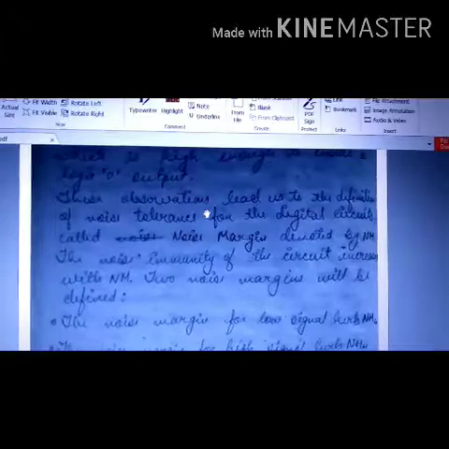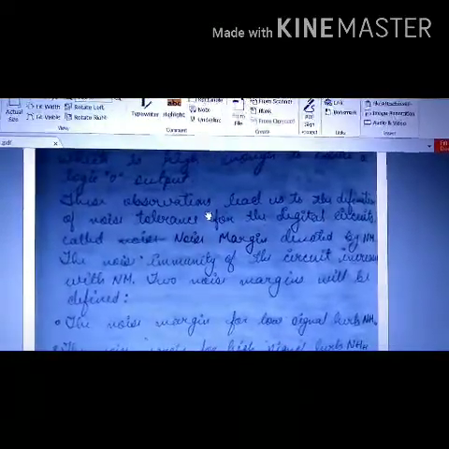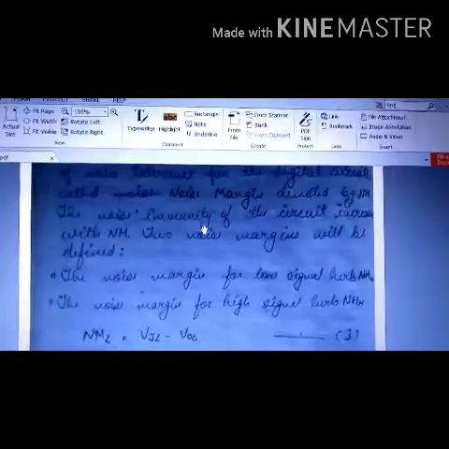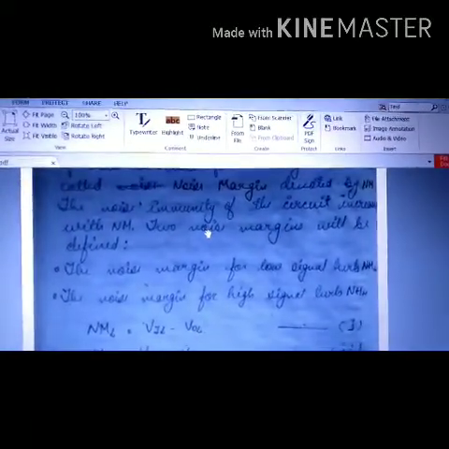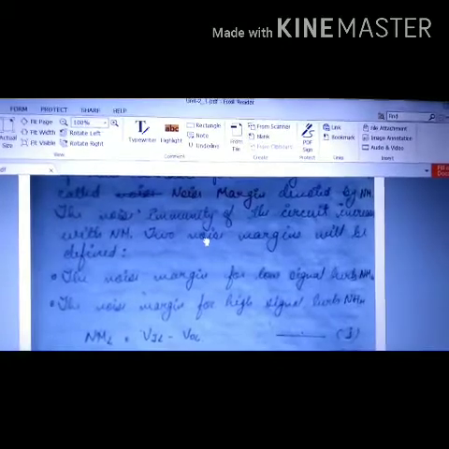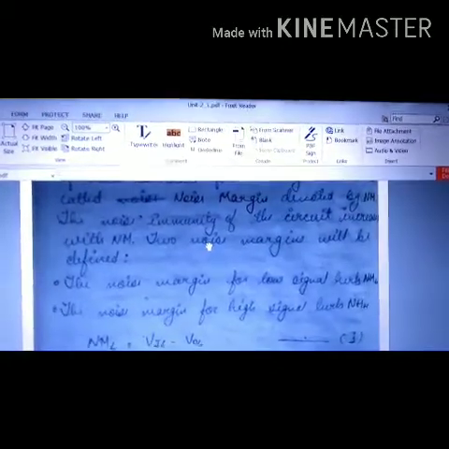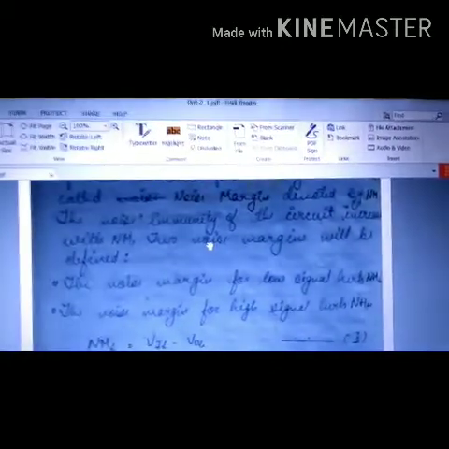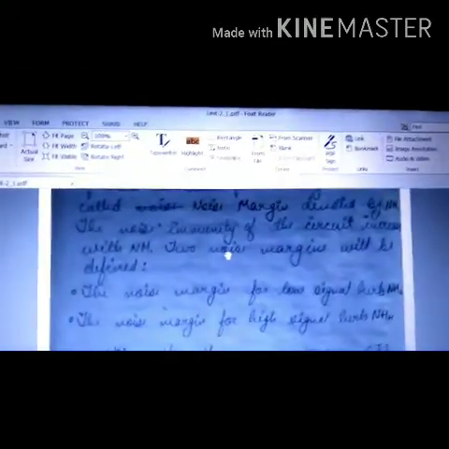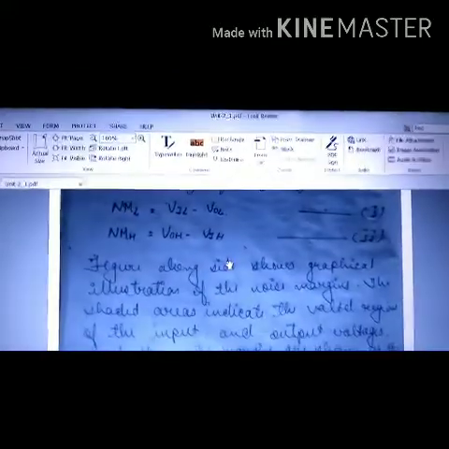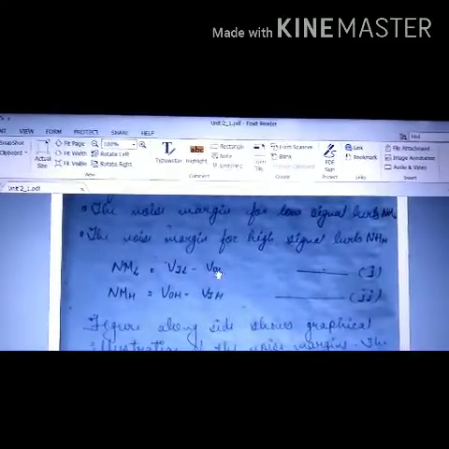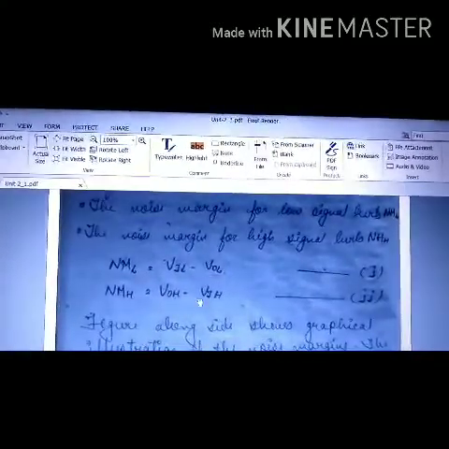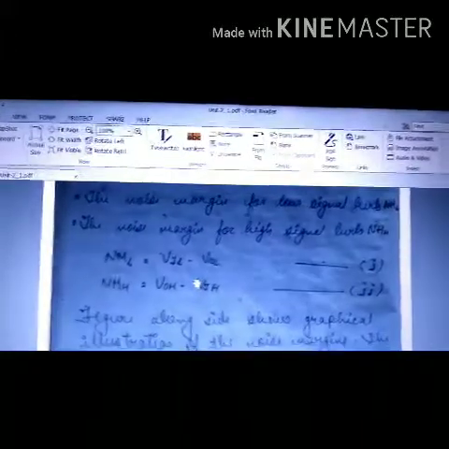Now for our practical purposes, there are two noise margins that are defined: NML, noise margin low, for low signal values, and the other one is NMH, noise margin high, for high signal values. These are defined as NML is equal to VIL minus VOL and NMH is equal to VOH minus VIH.